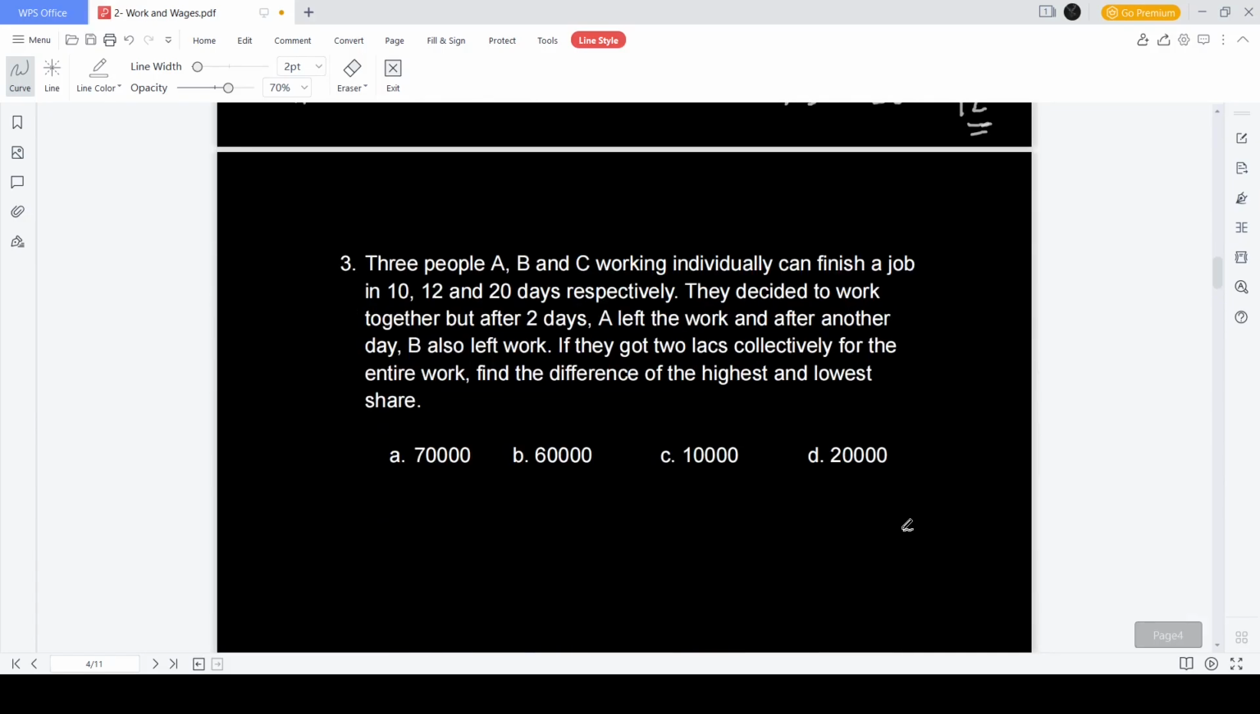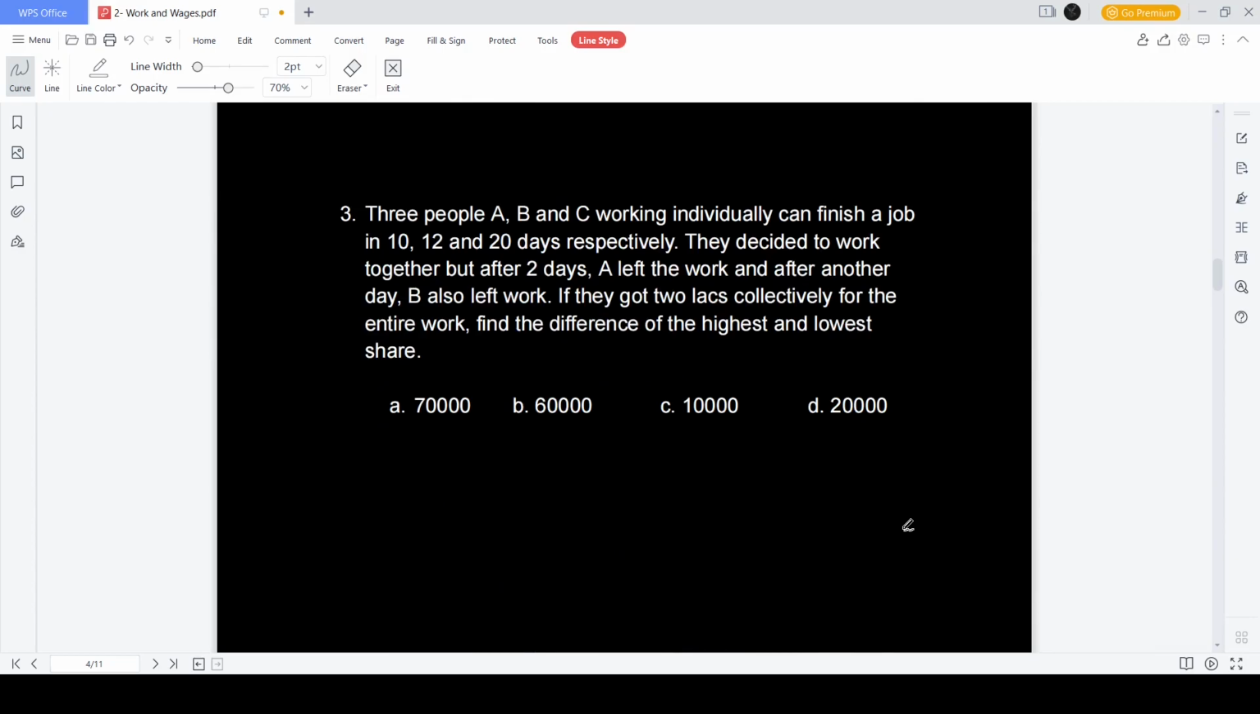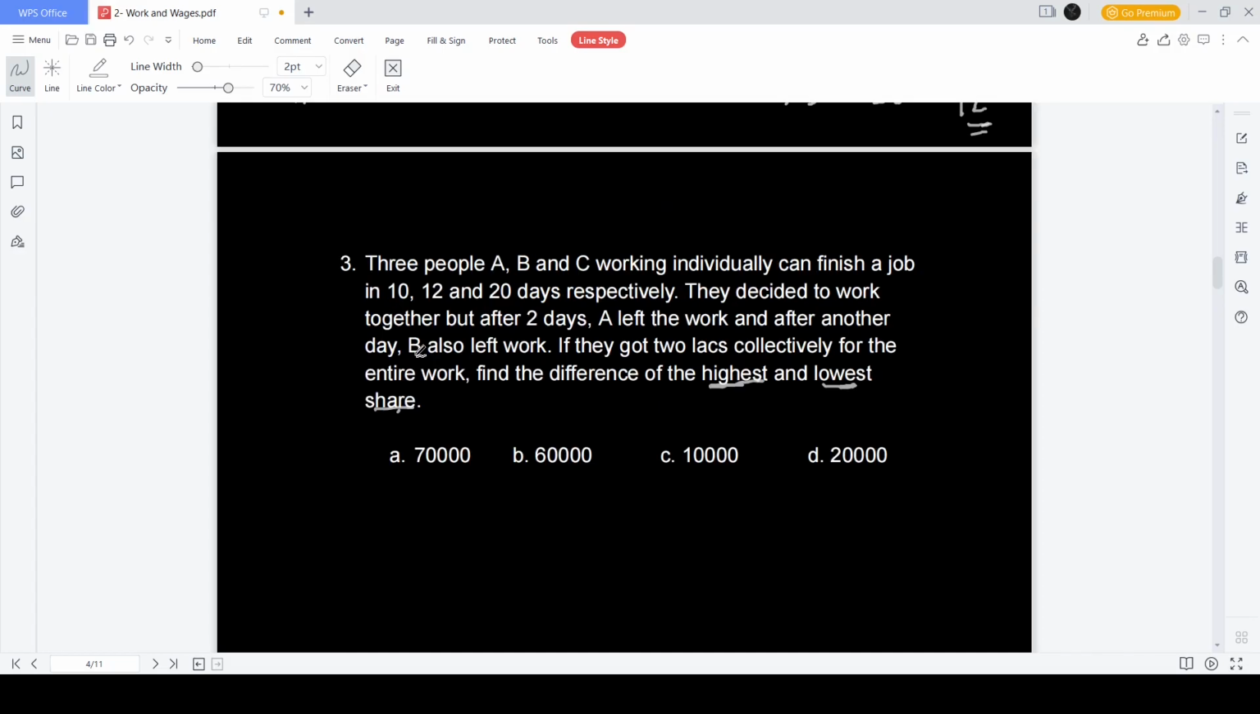Okay. Next question. Three people A, B, and C start working individually. They can finish the job in 10, 12, and 20 days. They decide to work together, but after 2 days, A leaves the job, and after another day, B leaves the job. If they get 2 lakh collectively for the entire work, find the difference between the highest and lowest share. This is a pretty long question and it is a little tricky to understand. So we have to first write down what we know.